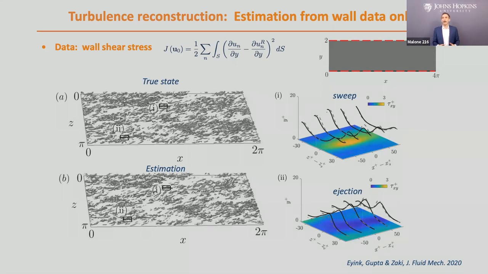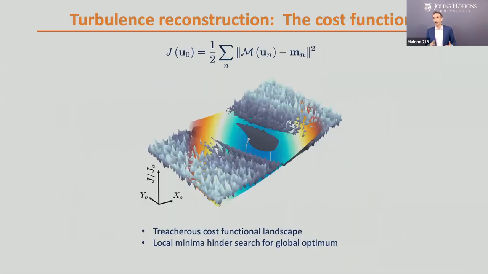Now the question is, what's the best you can hope for? What are the limitations of a particular measurement? Ultimately, you have to go back and recognize that you're solving this inverse problem. We have a cost function, which is the difference between my prediction of the measurement and the true measurement. The shape of the cost function might look like this. So it's a very treacherous domain, and you start at some point with an initial guess, and you have to march to find the global minima. And of course, you have all these local minima along the way. How do you navigate this cost function?